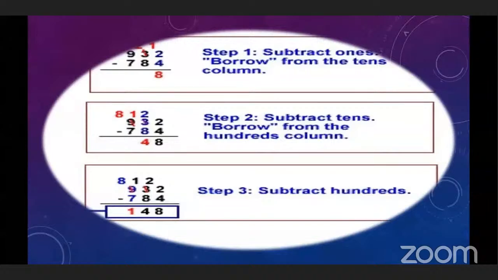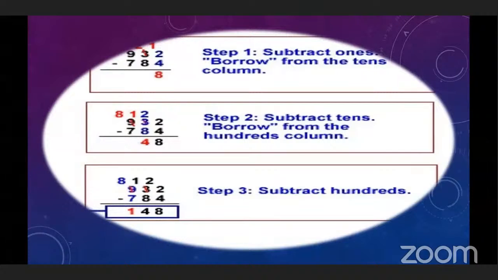Which is the second step? Second step is subtract tens. We completed the ones. Always remember, students, you always start from the unit place. I repeat, you always start from the unit place. It is very important. So many students start from the 100 place and the answer will be wrong. So don't do that. Always start from your unit place, from right to left.